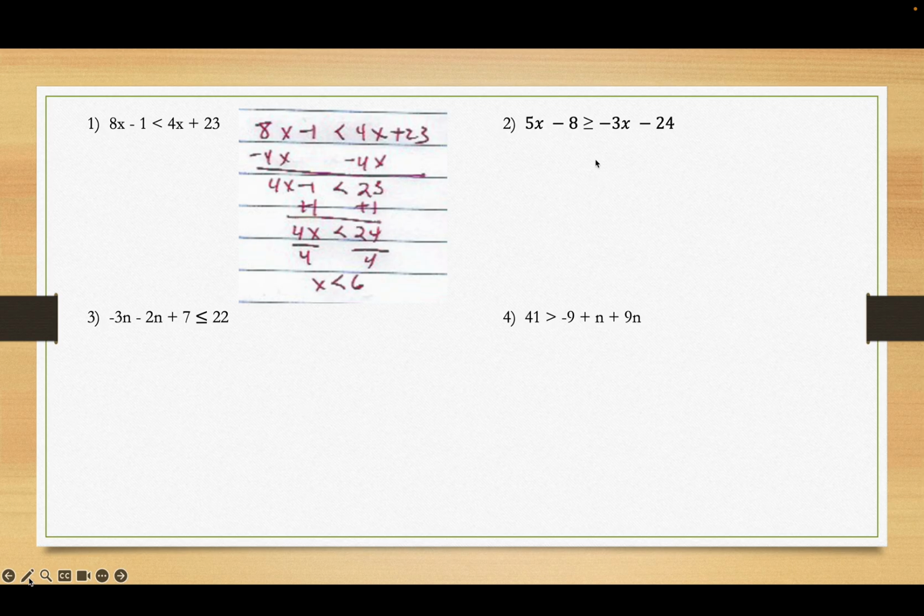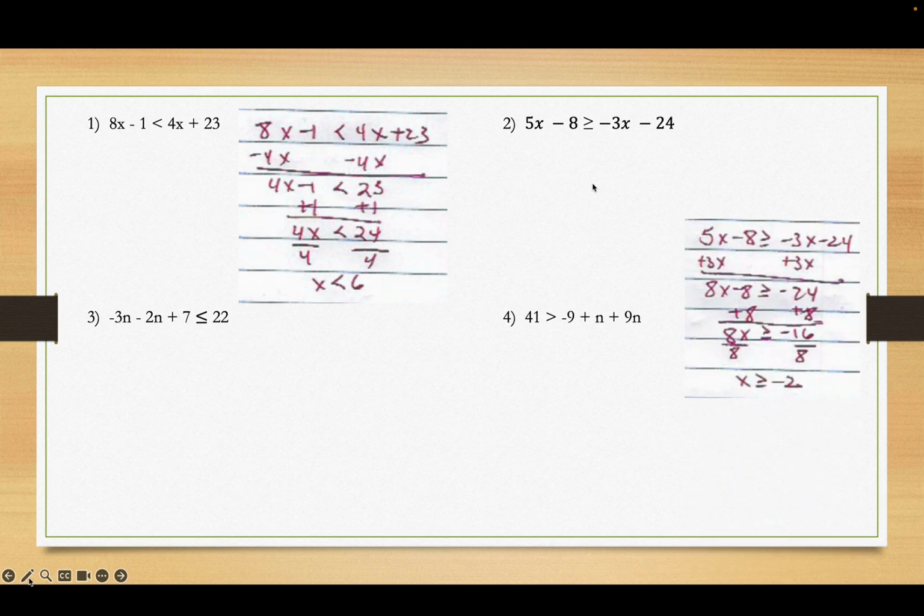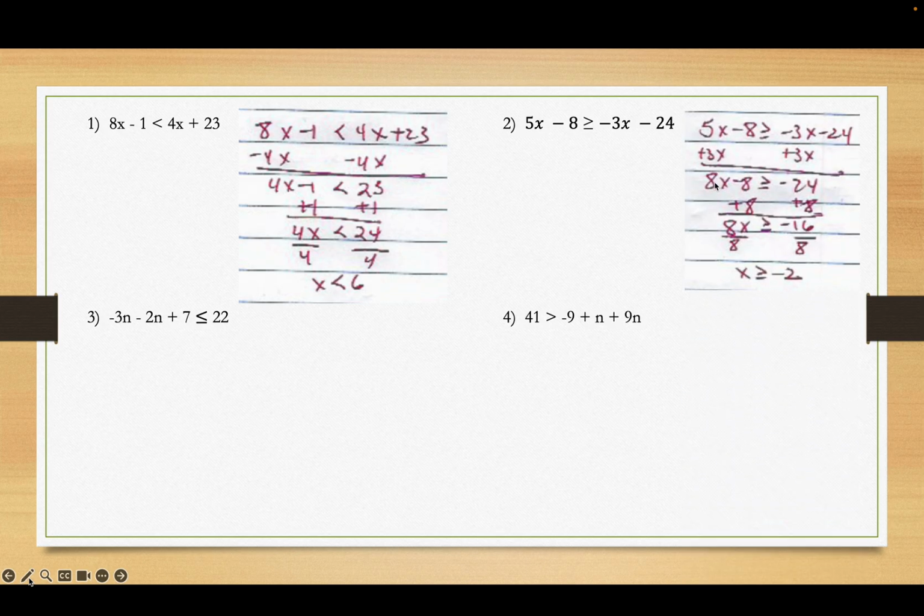Now, opposite side, opposite operation, add 3x to both sides. That gives me 8x minus 8 is greater than or equal to negative 24. Adding 8 to both sides, again, that's opposite operation. I get 8x is greater than or equal to negative 16. Then I divide by 8, and I get x is greater than or equal to negative 2.